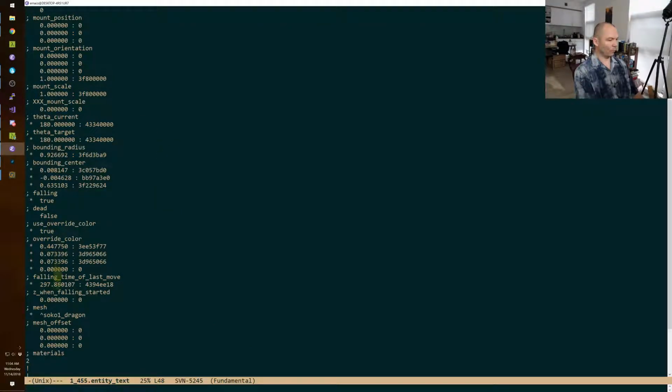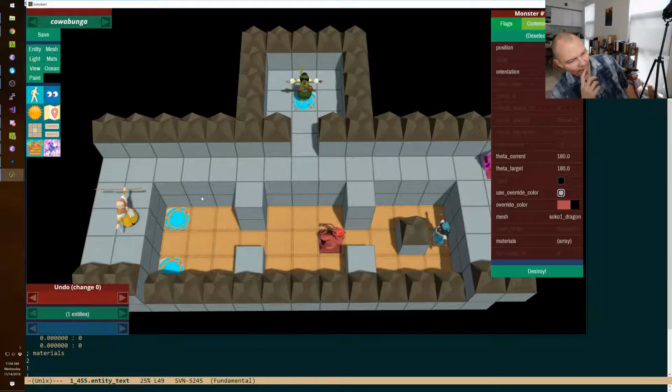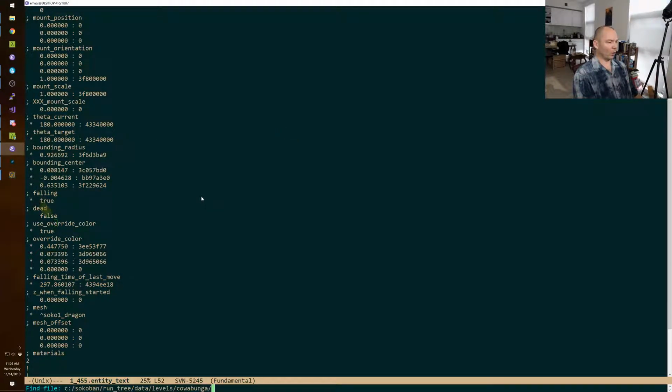Falling is true. Falling time of last move is blah, blah, blah. So this has probably happened before we fixed an editor bug that caused this not to get saved incorrectly and stuff. And I guess our new movement code doesn't handle this bad input in a way that the old one did. And that's not really important. But what is important is, well, I don't know. So when we load a level, we're going to reset these.